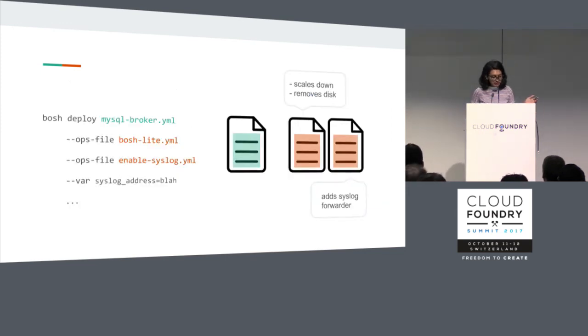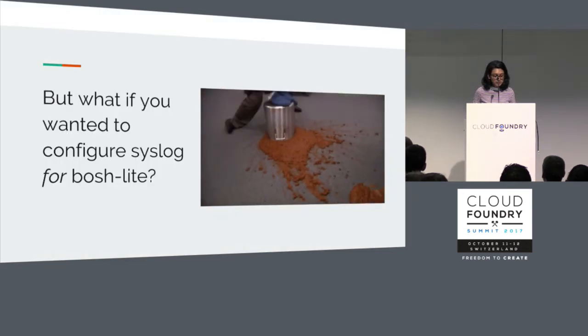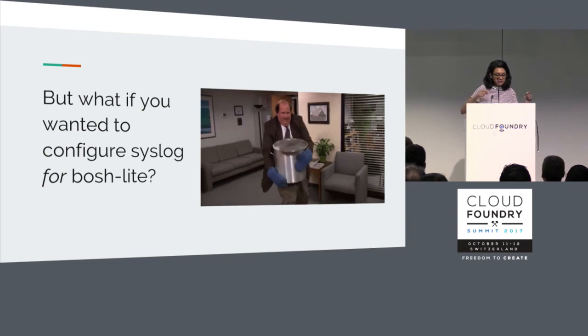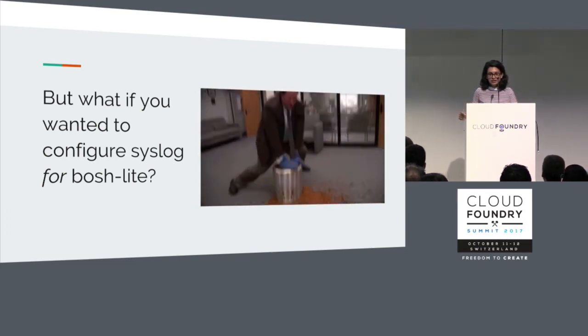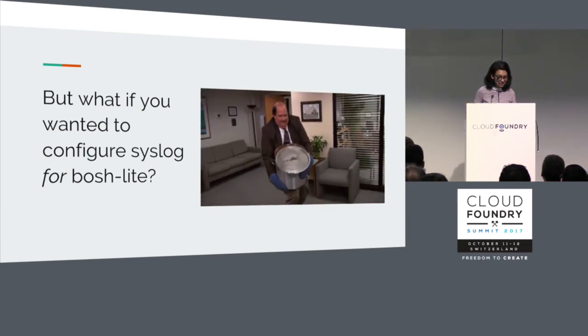Okay, so to recap in my example, we have a base manifest, a Bosch Lite ops file and an enable syslog ops file. The Bosch Lite one is scaling down and removing the persistent disk. And then my syslog one is adding a syslog forwarder job. But what if you wanted to configure syslog specifically for Bosch Lite? What do I mean by that?